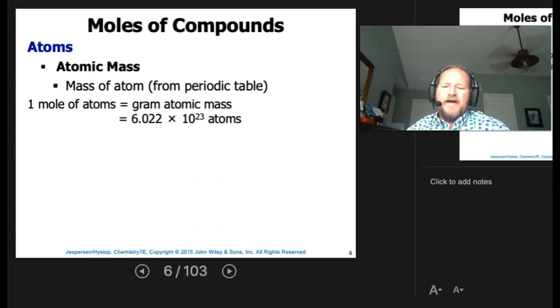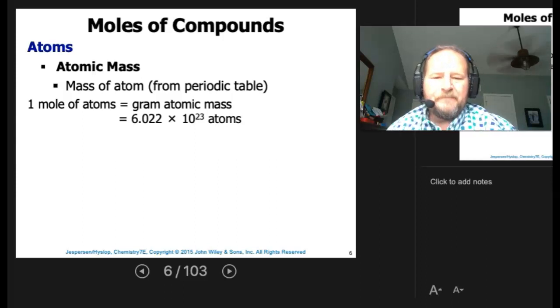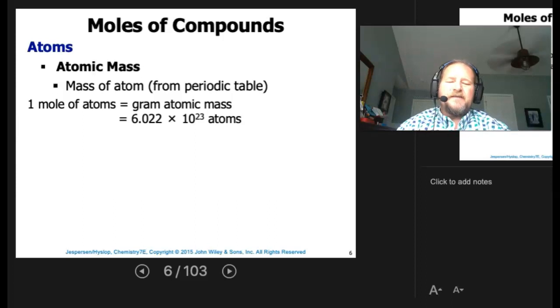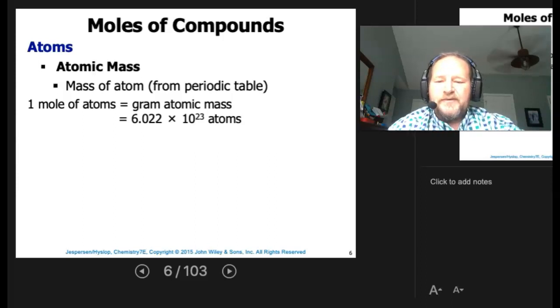Okay, so 1 mole of atoms would equal the gram atomic mass on your periodic table. So for instance, if I have 1 mole of helium, then I simply go to the periodic table, and that mass on the periodic table would be the mass of that mole. That mass would have 6.022 times 10 to the 23rd atoms.